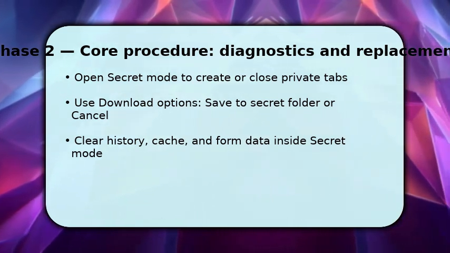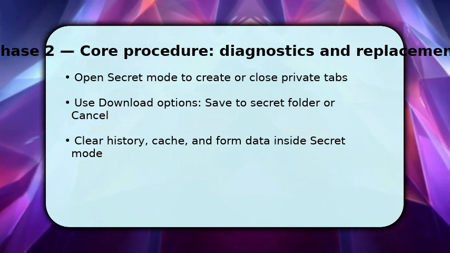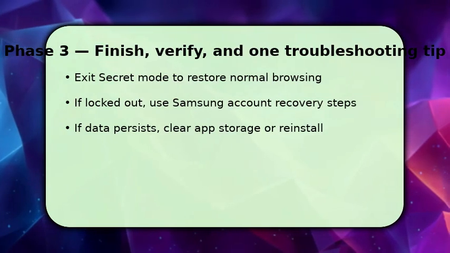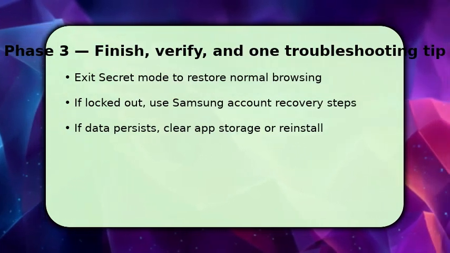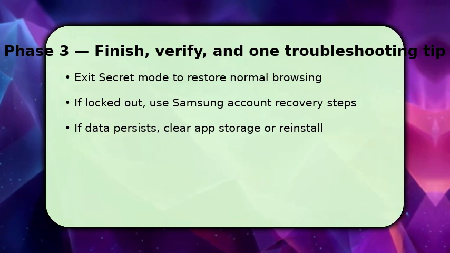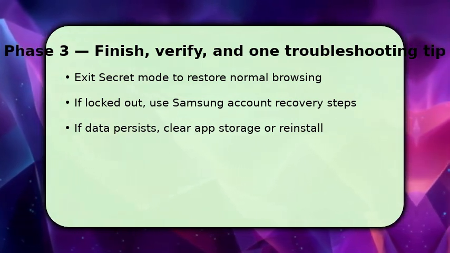To finish, exit secret mode via the three-dot menu so normal tabs return. This ensures no secret tabs remain open. If you ever get locked out, use your Samsung account recovery or the PIN reset options. These restore access without exposing secret content.